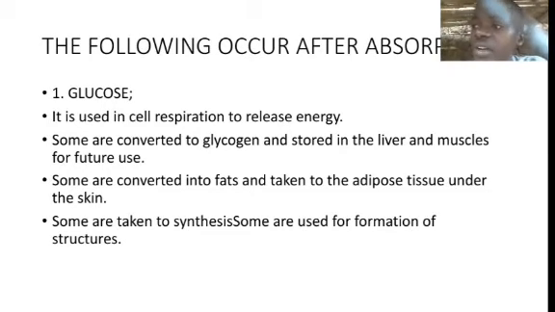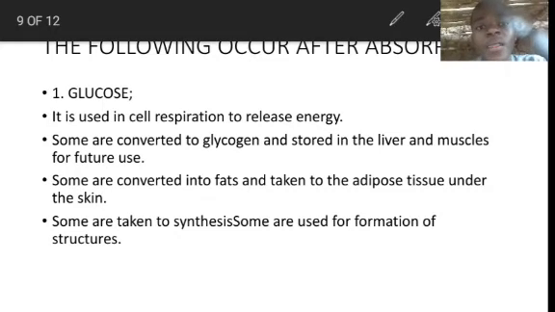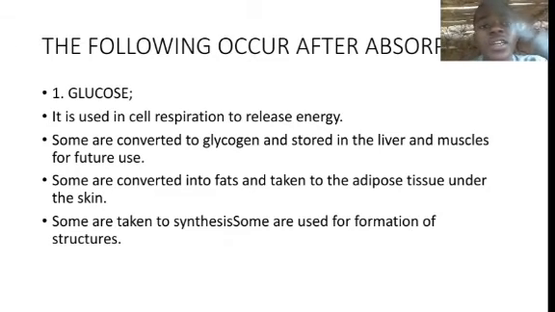So for example, during fasting, when the body does not receive enough glucose, it will have to use the stored glucose in the liver so that it can continue working. Also, some is converted into fats and taken to the adipose tissue under the skin. Under the skin you have the adipose tissue that stores fats, so glucose is converted into fats in case there is any excess.